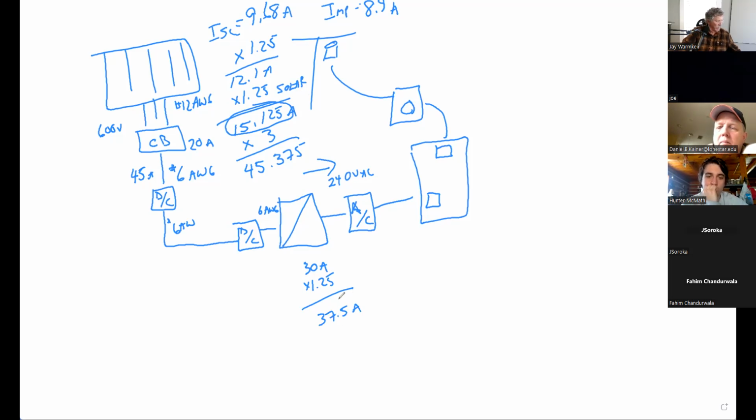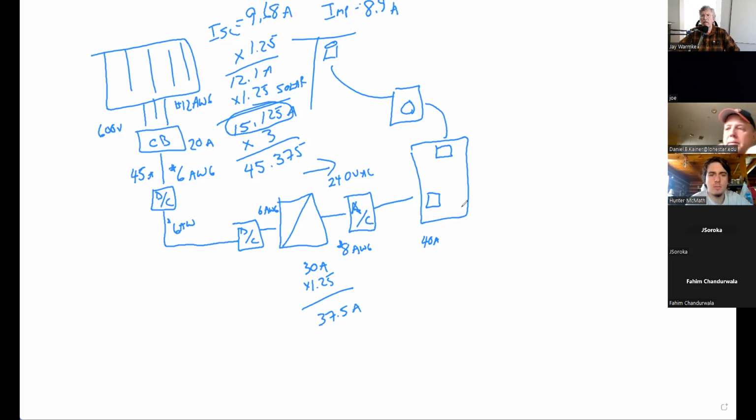So I could go out and put in 8 gauge wire, which is rated for 40. Then I go through the process and connect up. What size breaker would I put here in my main distribution panel? 40 amp. That's exactly right. Round up to the next available breaker.